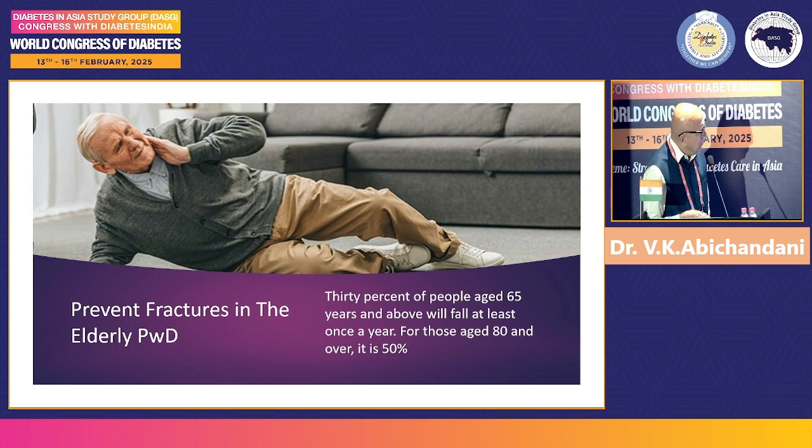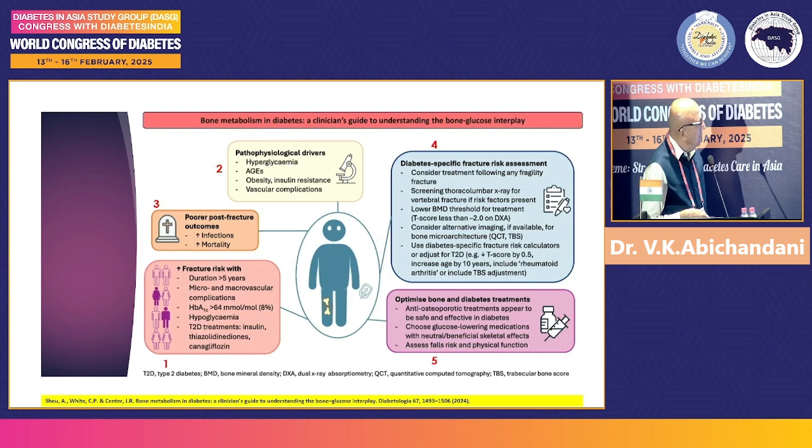And 30% of people aged 65 years and above will fall at least once a year. And for those aged 80 and over, the percentage climbs up to 50. So our aim should be to prevent fractures in the elderly persons with diabetes. And this is an important snapshot of how we should be understanding the bone glucose interplay. It is from a 2024 publication. So I start at number one.